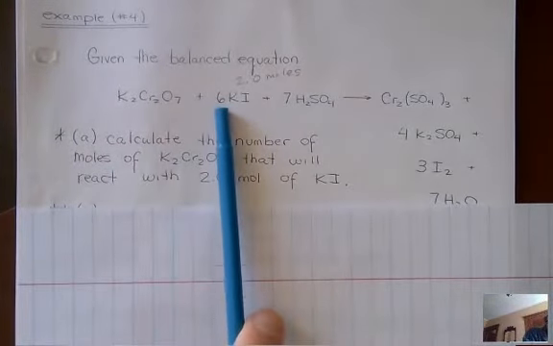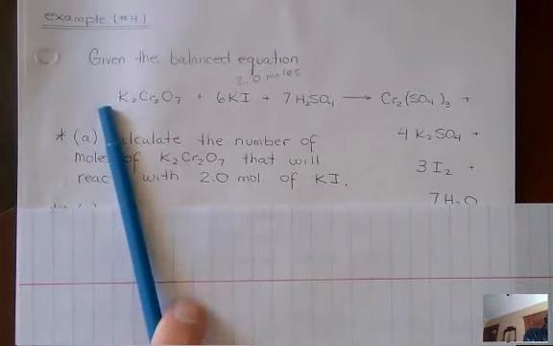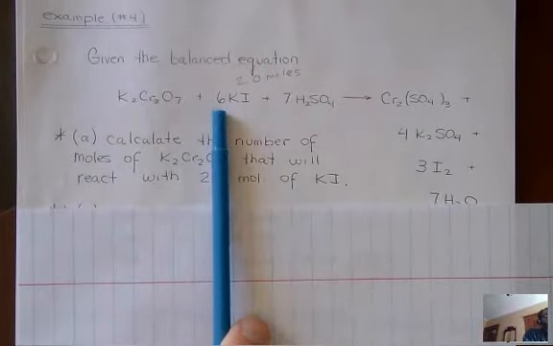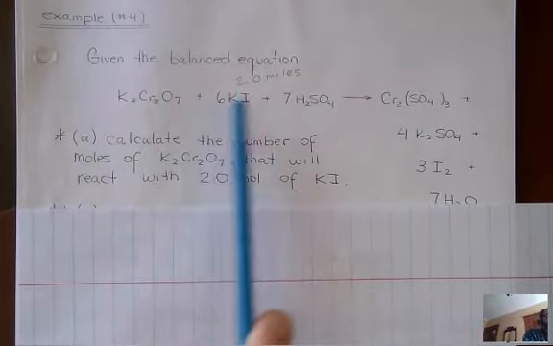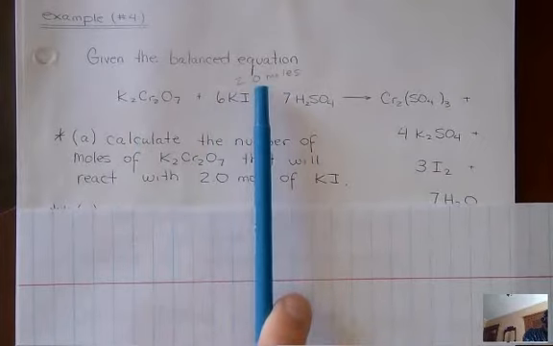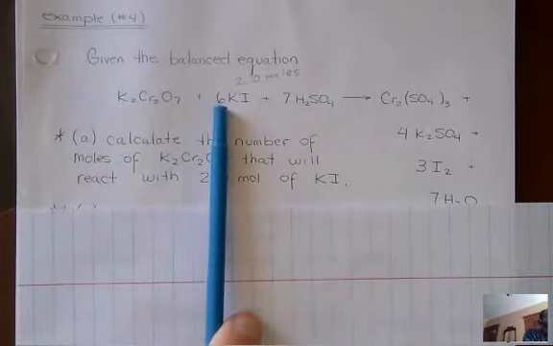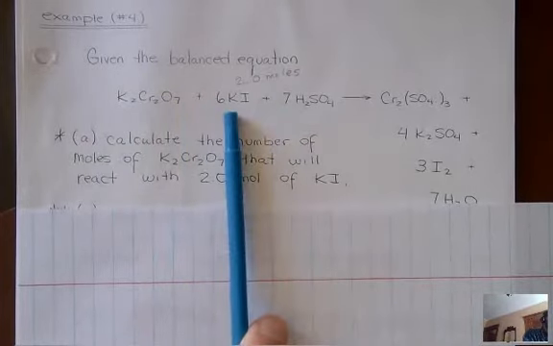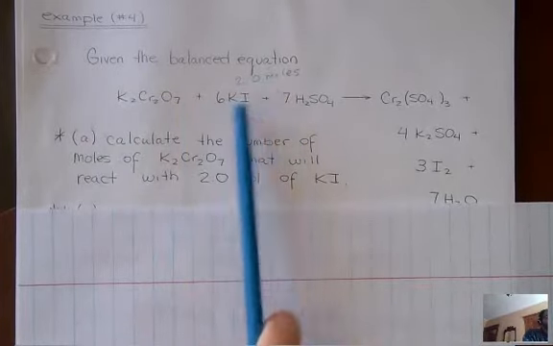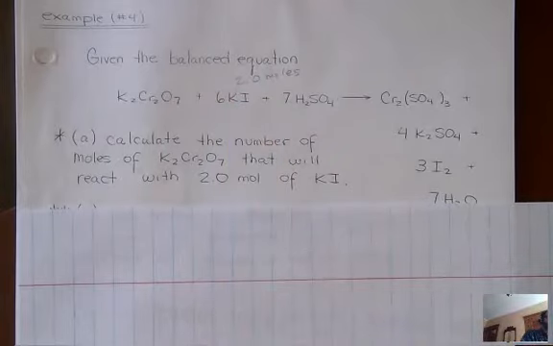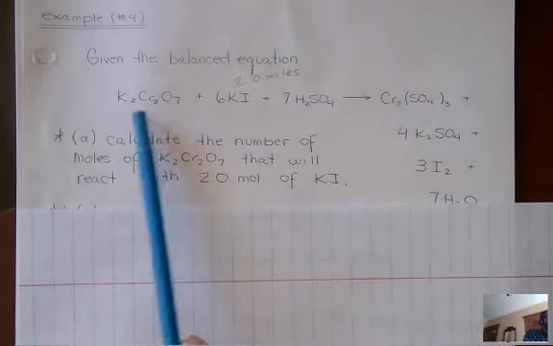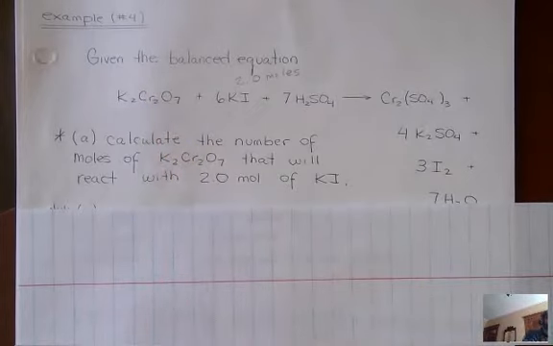For every 1 mole of this that I use, I need 6 times as many moles of this, right? So I'm going to need 1/6 of the amount over here as I do over here. Okay, so what's 1/6 of 2? Well, that's 1/3. So I'm expecting the answer to this to be 0.33 moles of potassium dichromate. But let's do it and see.